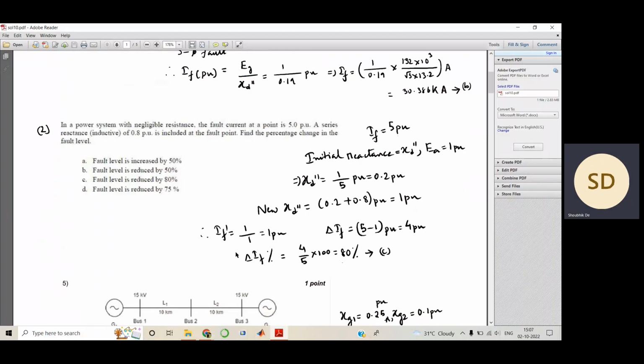And hence the changed fault current would be highly reduced, right? Because your voltage is constant, so 1 by 1 is 1 per unit. Now they are saying what would be the percentage change in the fault level. So basically the change in fault current, right? So delta IF would be 4, and it has changed by 4 by 5 into 100, which is 80%, which is your option number C. This was also a pretty simple problem.